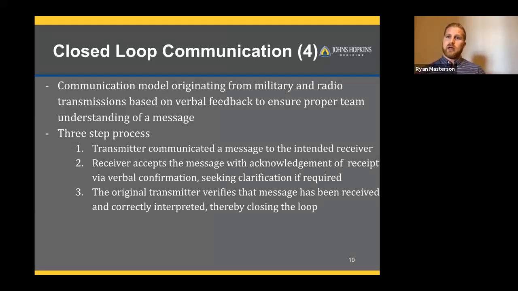The closed loop communication model actually originated from the military and radio transmissions. It was based on verbal feedback to ensure that the proper team understood a message, and it has 3 steps. The first one is the transmitter communicates a message to the intended receiver. Secondly, the receiver accepts the message with acknowledgement of receipt via verbal confirmation and seeks clarification if required. And the original transmitter then verifies that the message has been received and correctly interpreted, and thus we have the closed loop.